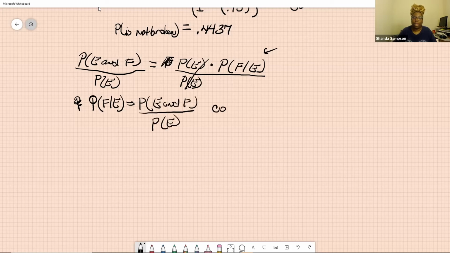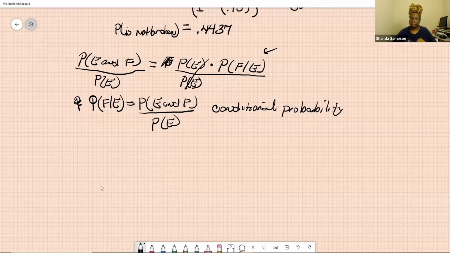This formula right here is called conditional probability. That formula is called conditional probability. It's just a rearrangement of the formula when we're talking about dependent events. When we rearrange that formula, we talk about conditional events. We can get the probability of F given that E has already occurred.